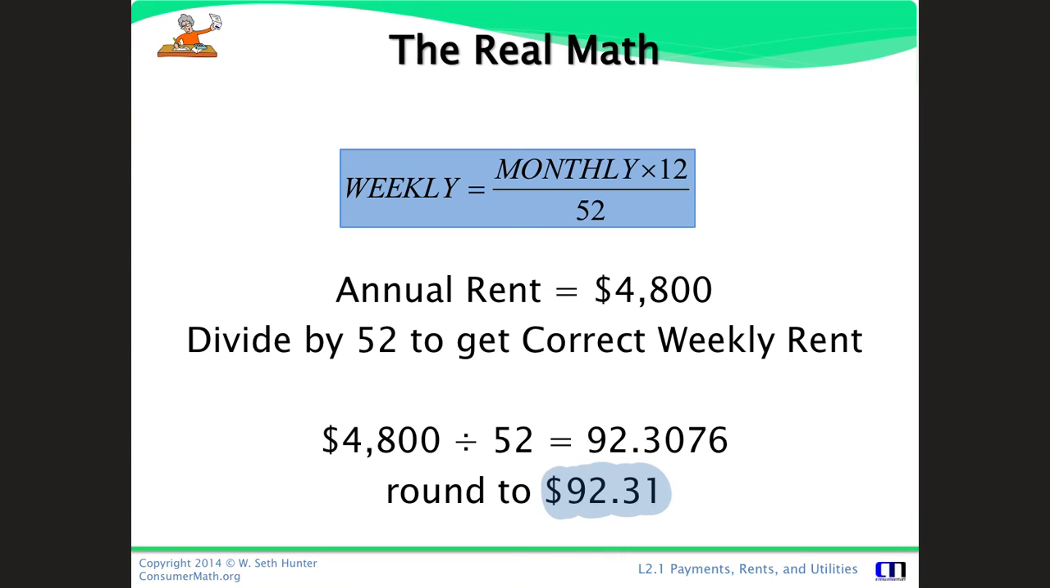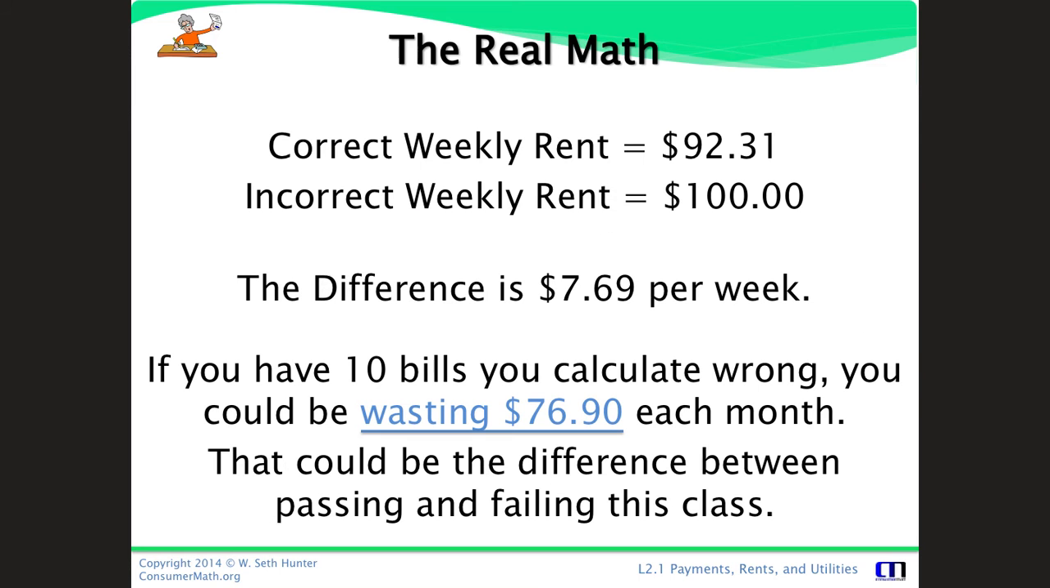So when we're talking about this, it's that calculation, knowing when to multiply and when to divide. To get your weekly amount, you multiply the monthly amount by 12, then divide that yearly amount by 52 to get the weekly amount. We'll get some practice doing that. The difference, if we did 48 weeks in a year, would be about $7.69 per week. If you have 10 bills to calculate wrong, you could be wasting up to $77 a month.